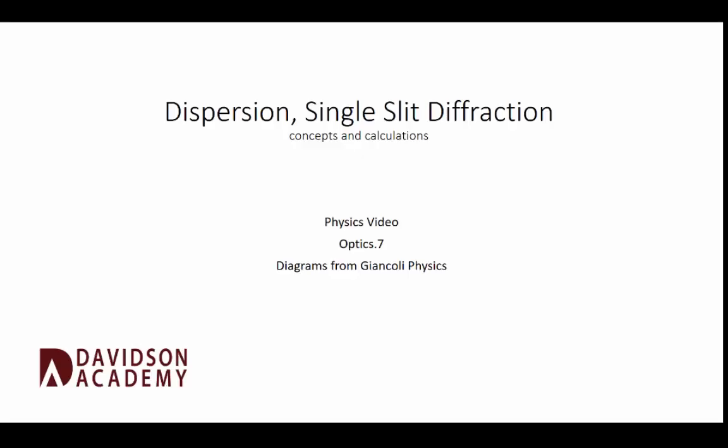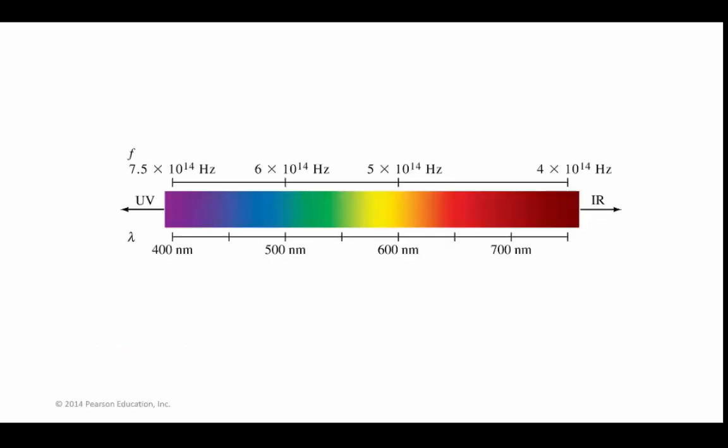Hello, and welcome to physics video Optics.7, Dispersion and single slit diffraction. In this video, we will look at what is happening when light reaches a barrier and either goes through it or goes around it. Wavelengths of visible light go from about 400 nanometers to 750 nanometers.